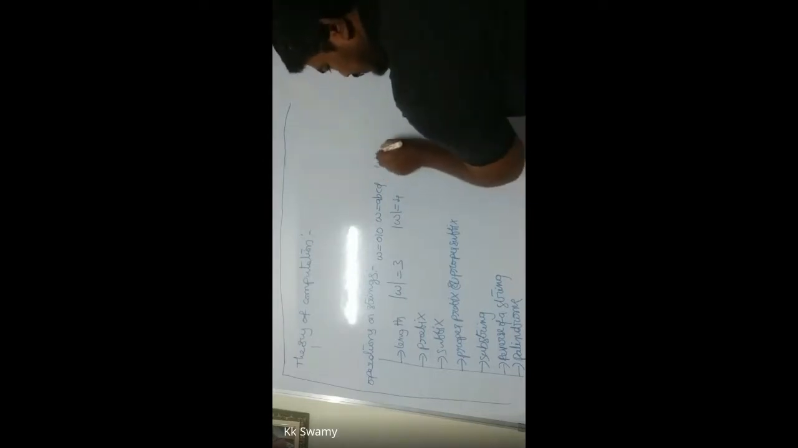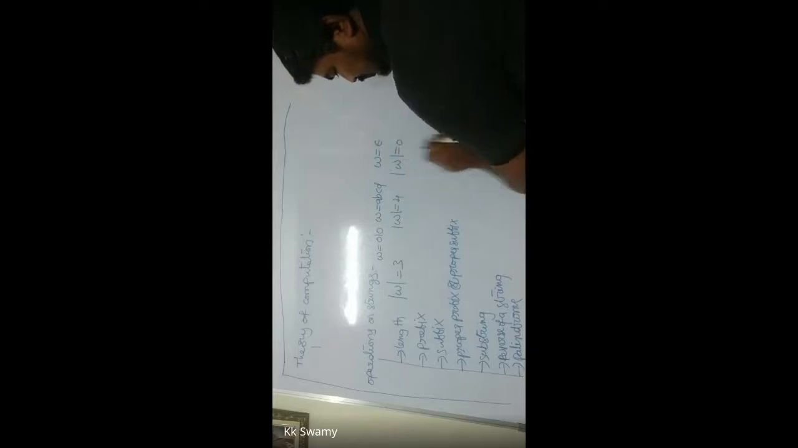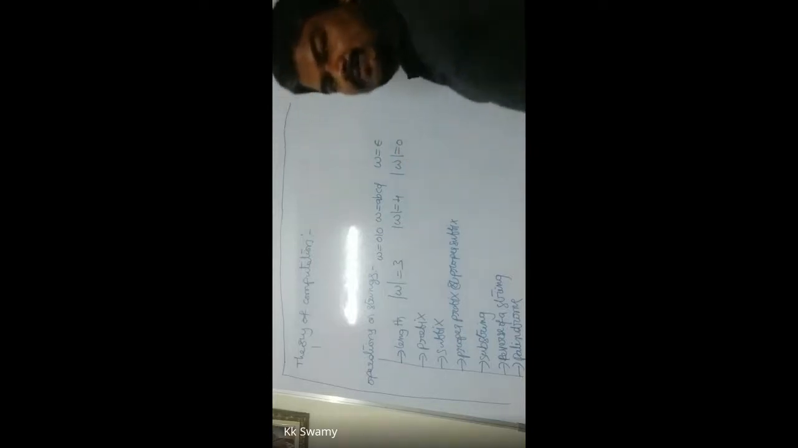Suppose W equals epsilon. If W equals epsilon, then mod W equals 0 only. Because W equals epsilon means there are no characters, and that is represented by epsilon. That's why mod W for epsilon is 0.